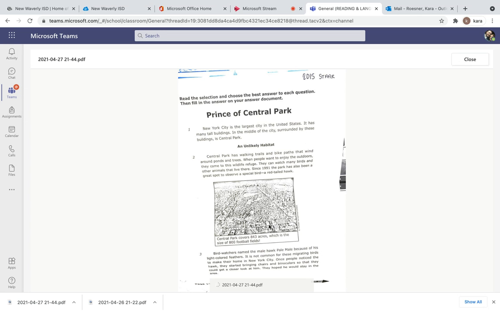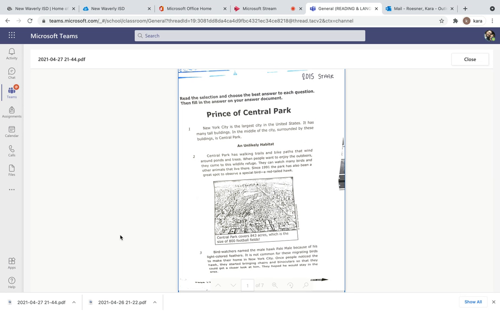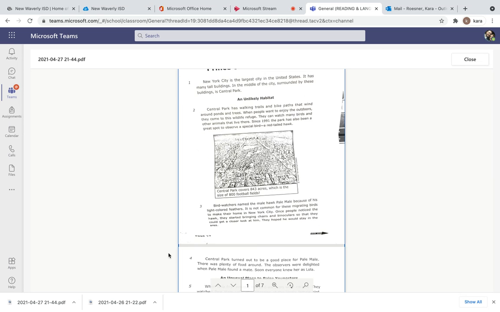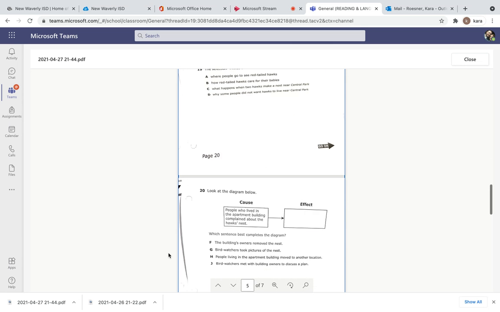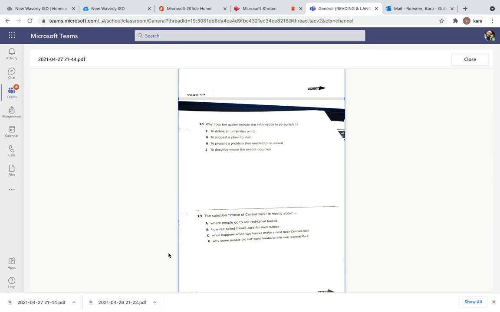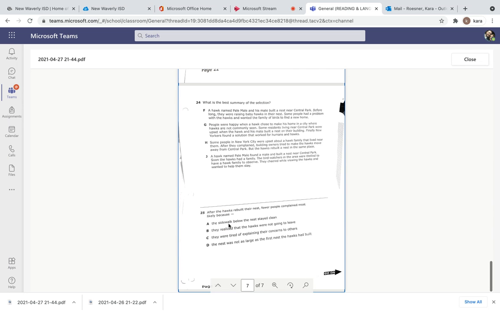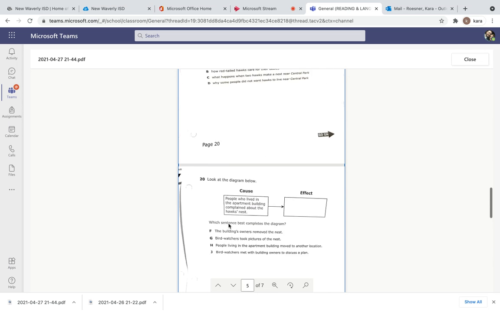So this is what it looks like. It's Prince of Central Park. There are 3 paragraphs on the first page, 4 paragraphs on the second page and 4 on the third page. So this is about 2.5, not quite 3 pages. And then the questions are on here for you. Again, I'm going to read those and the answer choices. So they're numbered. Notice they start at 18, and I'll show you in forms how I did it in just a minute for you. But let me take care of the questions real quick.